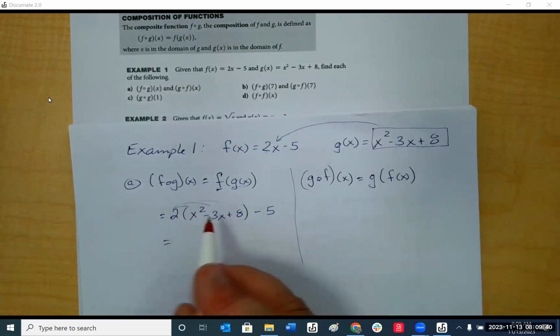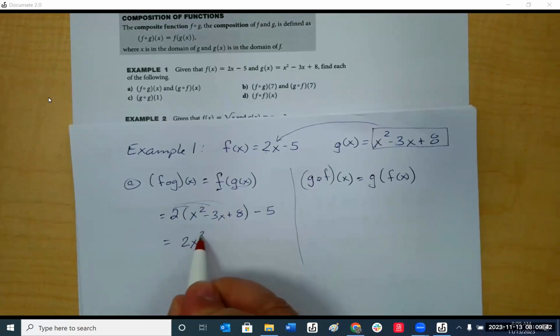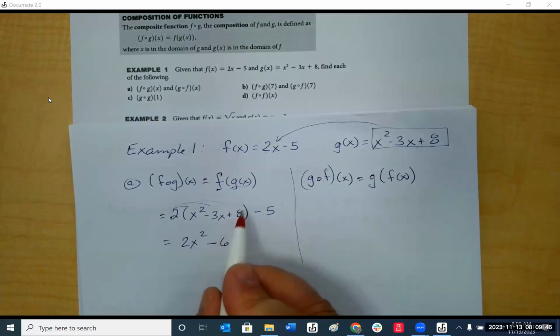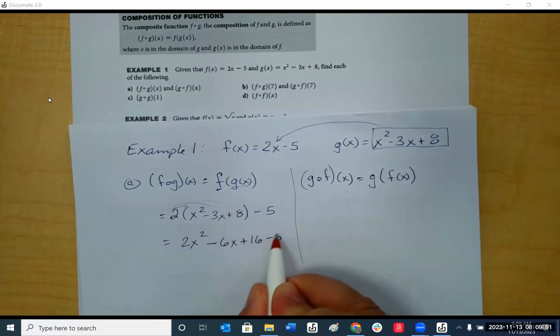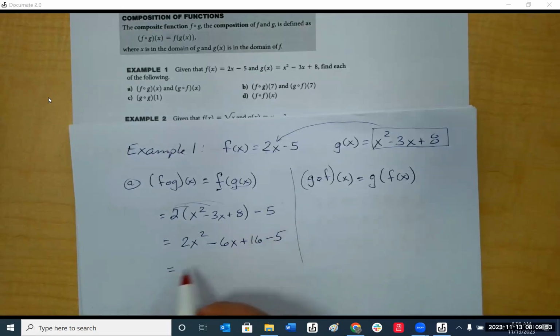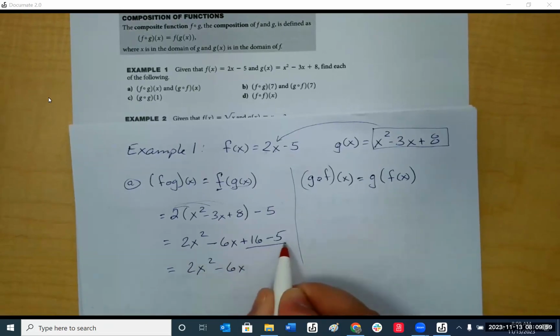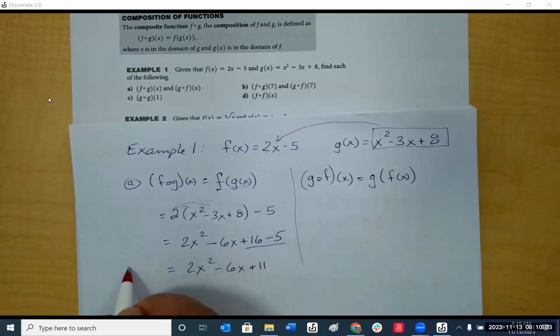Get rid of the parentheses. 2x squared, positive, negative is negative. 2 times 3 is 6. Positive, positive. 2 times 8 is 16. Minus 5. Combine like terms. So 16 minus 5 is a positive 11. So that is my Fogg.